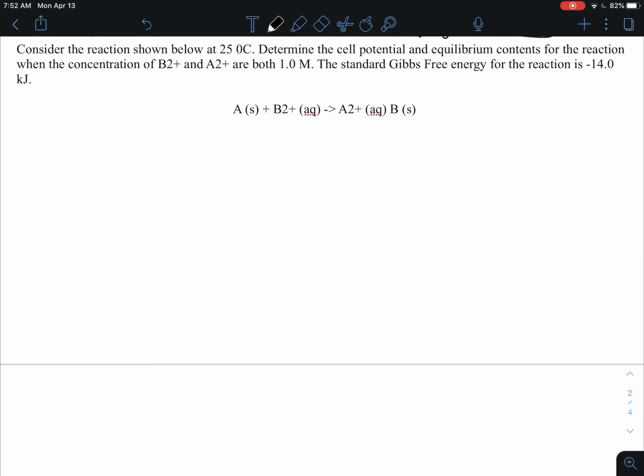All right, let's look at the last 2 little practice questions. Consider the reaction shown below at 25 degrees Celsius. Determine the cell potential and equilibrium constant.